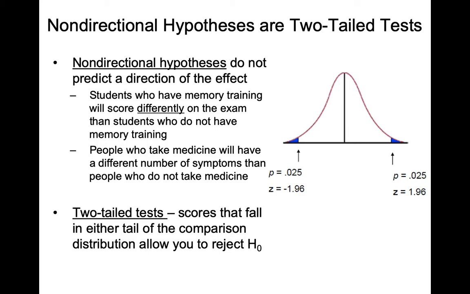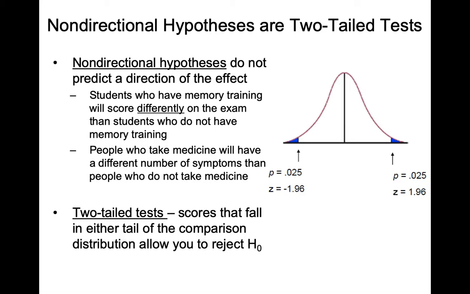But just as a recap, non-directional hypotheses do not predict a direction of the effect. So for example, we might predict students who have memory training will score differently on the exam than people who do not have memory training on average. People who take medicine will have a different number of symptoms than people who do not take the medicine on average. Okay, so here we're going to do a two-tail test because the critical region of the comparison distribution is found on two sides or in the two tails of the distribution.